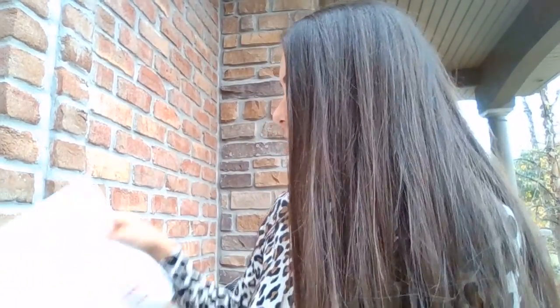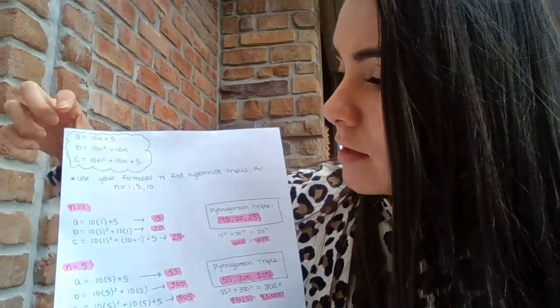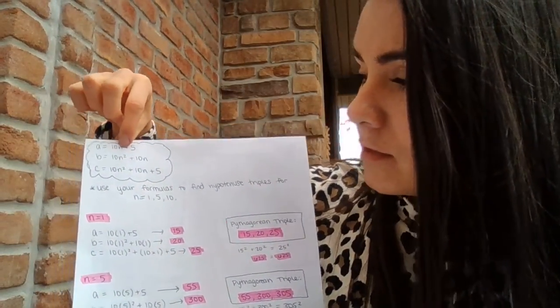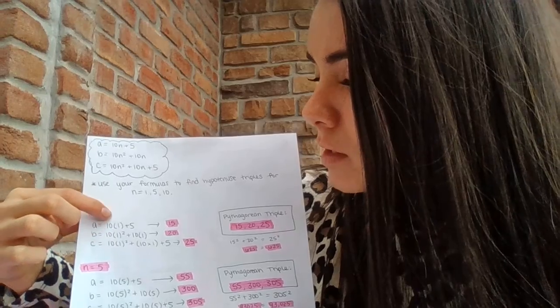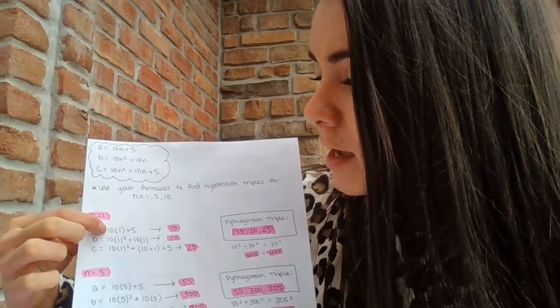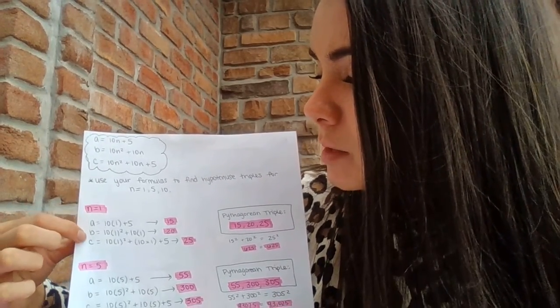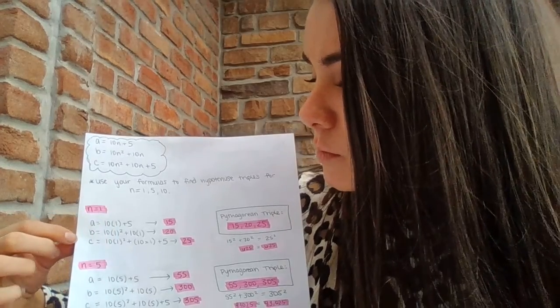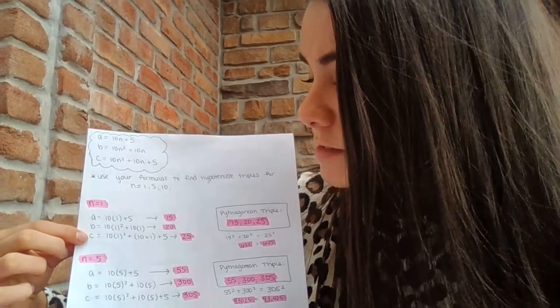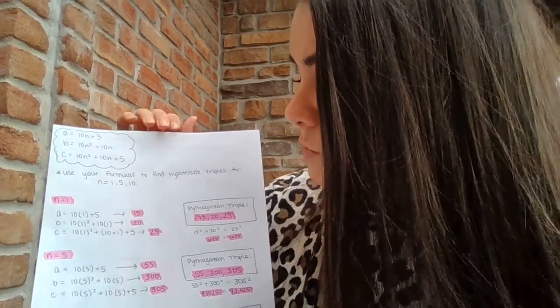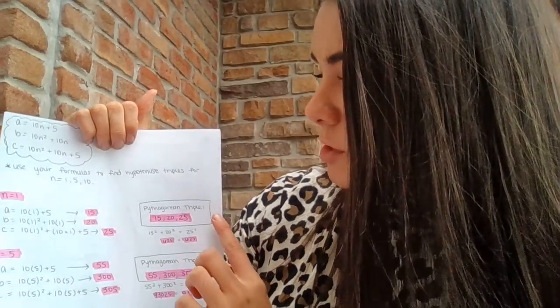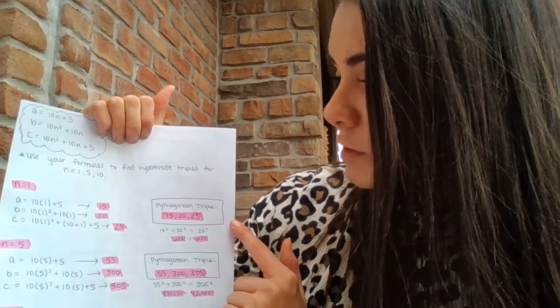And then you asked us to find n equals 1, n equals 5, n equals 10. So any time I saw n in the formula, I filled it in for the n value that you gave us. So for n equals 1, I filled 1 in for every n. For a, I did 10 times 1 plus 5. B, I did 10 times 1 squared plus 10 times 1. And c, I did 10 times 1 squared plus 10 times 1 plus 5. So the Pythagorean triple for n equals 1 is 15, 20, 25.